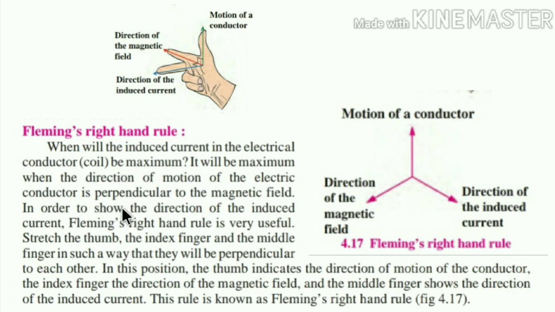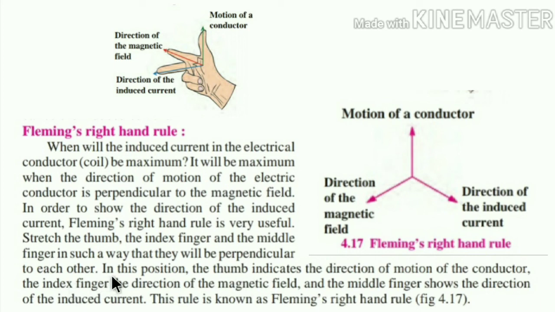In order to show the direction of induced current, Fleming's right hand rule is very useful. So what is that rule? Stretch the thumb, the index finger and the middle finger in such a way that they are perpendicular to each other. So this is the position: the thumb is perpendicular to the index finger and also perpendicular to the middle finger.